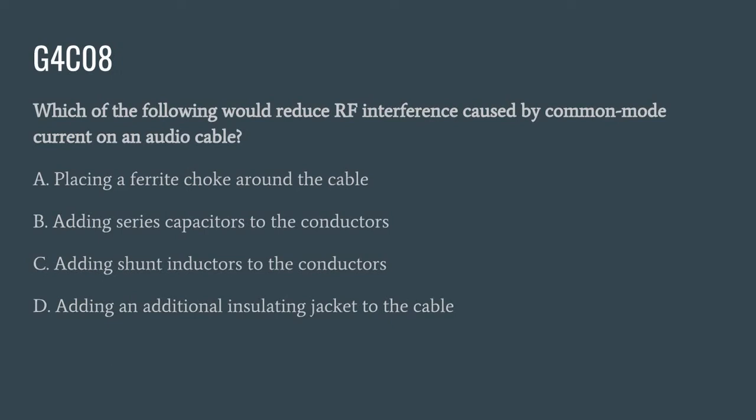G4C08, which of the following would reduce RF interference caused by common mode current on an audio cable? A. Placing a ferrite choke around the cable. B. Adding series capacitors to the conductors. C. Adding shunt inductors to the conductors. Or D. Adding an additional insulating jacket to the cable. The best answer here is A. Placing a ferrite choke around the cable.